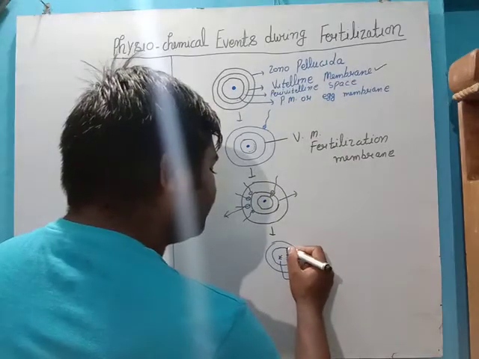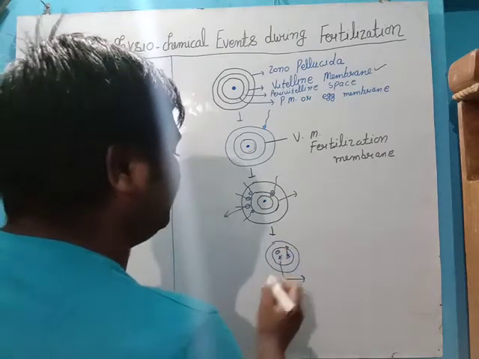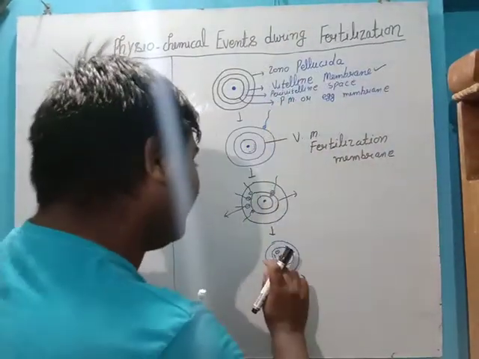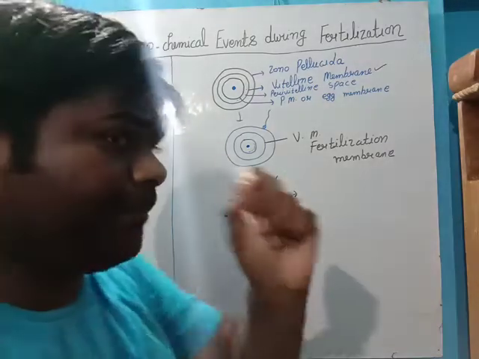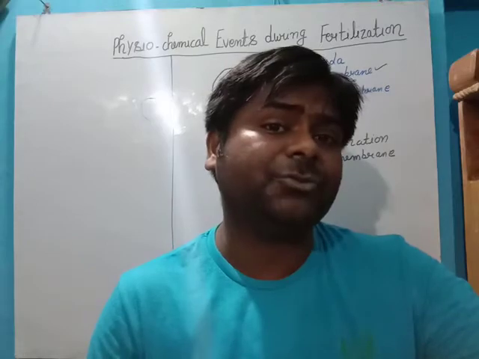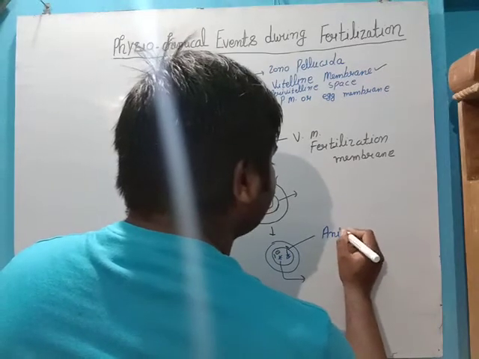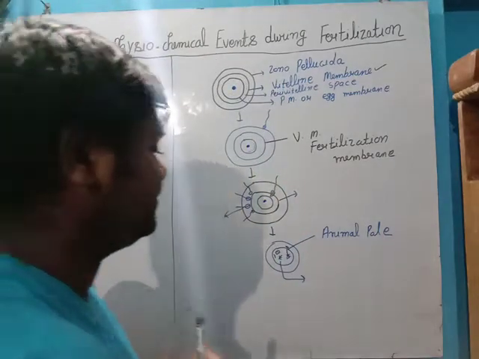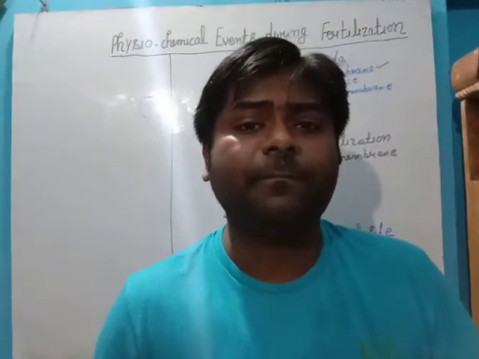So the polar body is moved out, and we have the entry of that sperm nucleus, and then we have the degeneration of the tail portion. There is no need for the tail portion, so it degenerates. So the polar body is formed. At that point we call it the animal pole, where we have the formation of the polar body. Try to understand, where we have the formation of the polar body, we call it the animal pole. It is very important to understand. The polar body is formed after the activation of the ovum.